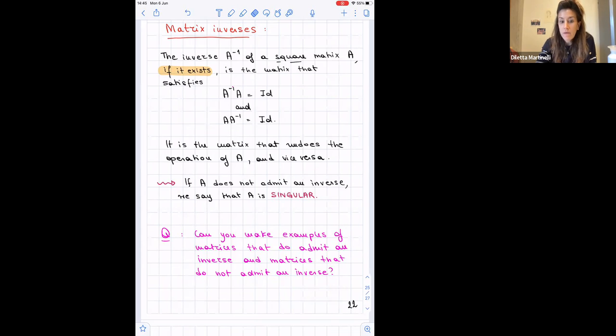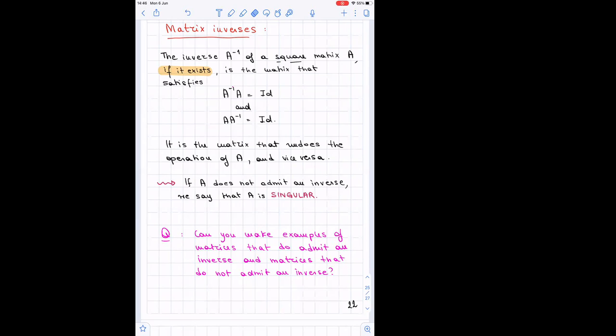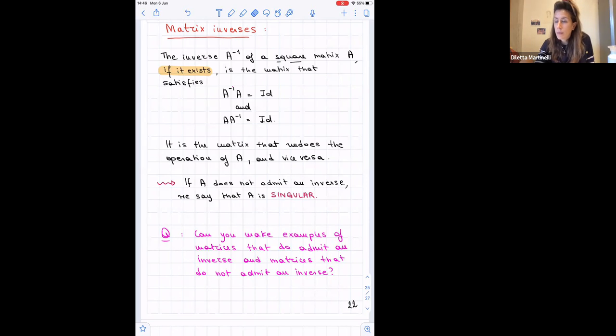Somehow an inverse is an operation that undoes the operation that the matrix did. So first you apply one, and then you apply the inverse, and you go back to the original vector. Does it mean that any square matrix is a singular matrix? No, square matrices can be either singular or not.